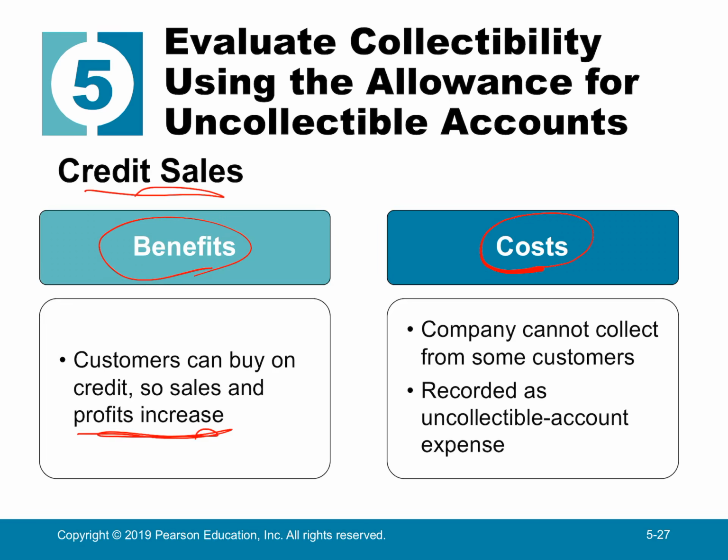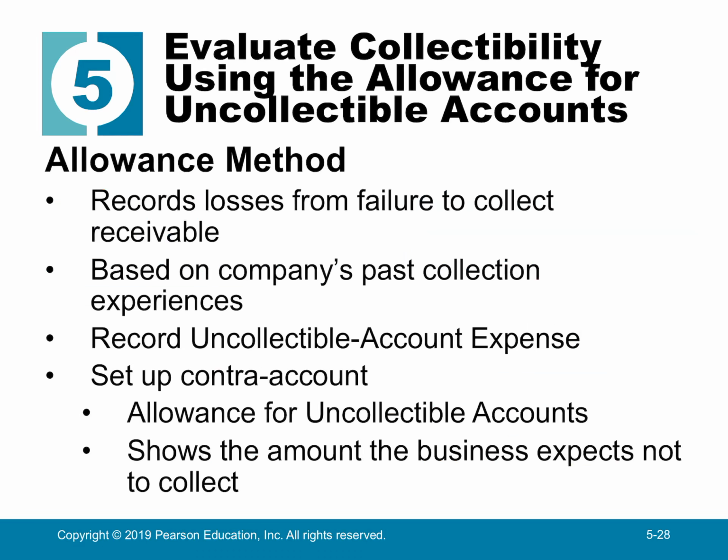What are some of the costs? Well, again, you may not collect from some customers, right? And this gets recorded as an uncollectible account expense. So let's talk about the allowance method. This method records losses from failure to collect receivables. You base it on the company's past collection experiences. So again, this is going to be an estimate initially, right? Because we want to match revenues and expenses.